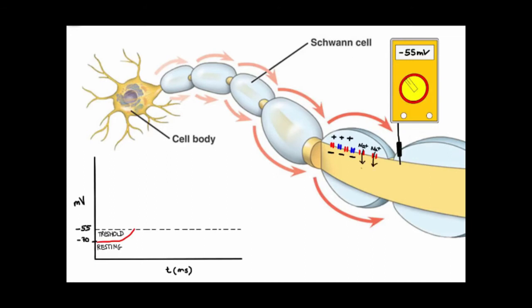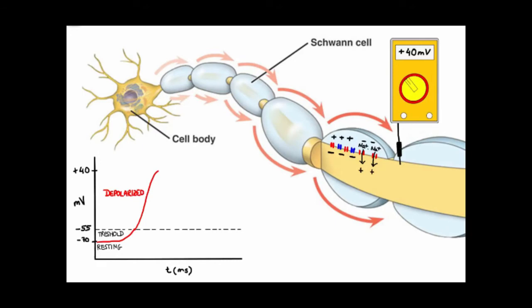Now, the inside of the membrane temporarily becomes more positive than the outside, which in turn causes the voltage to rise. This is called the depolarized state. The membrane is now depolarized because the net charge inside the axon changed from negative to positive as sodium ions entered.